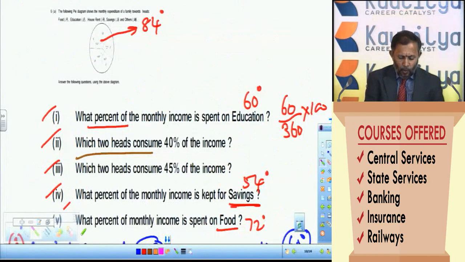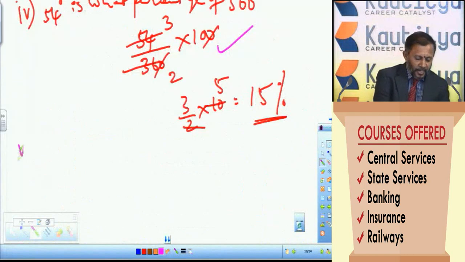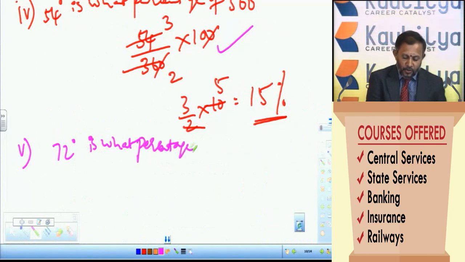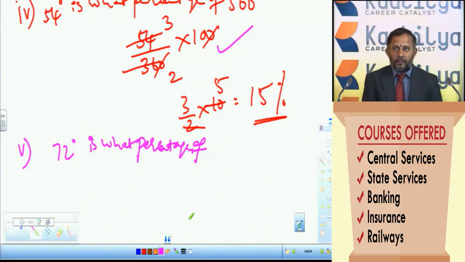Next, the last question is what percent of the monthly income is spent on food? Here 72 degrees is spent for food item. So 72 degrees is what percent of 360? Generally a student appearing for bank examination and other competitive exams won't represent these. He can simply say 72 is 1/5 of 360, and 1/5 is equal to 20%. Majority of the candidates know half is equal to 50%, 1/4 is equal to 25%, and 1/5 is equal to 20%. So they can simply answer the question 20%.